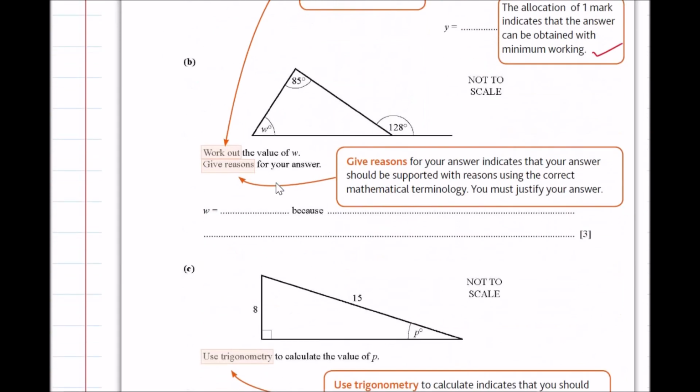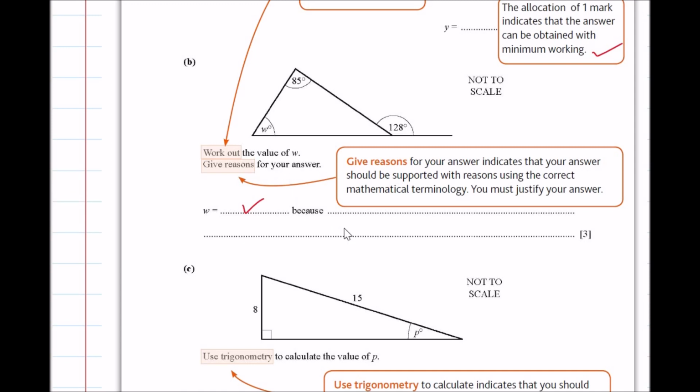Next. Work out again. Work out the value of W in this question, part B. See, give reasons for your answer. Give reasons for your answer indicates that your answer should be supported with reasons using the correct mathematical terminology. You must justify your answer. So for W here you have to write the value and then after that you have to mention the reasons.